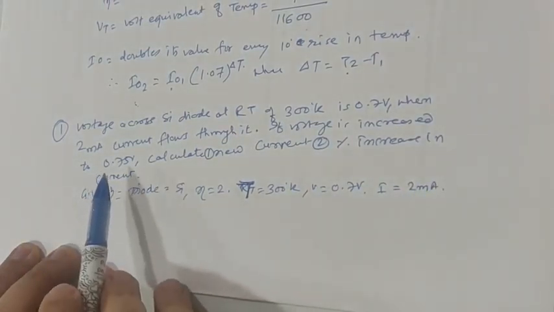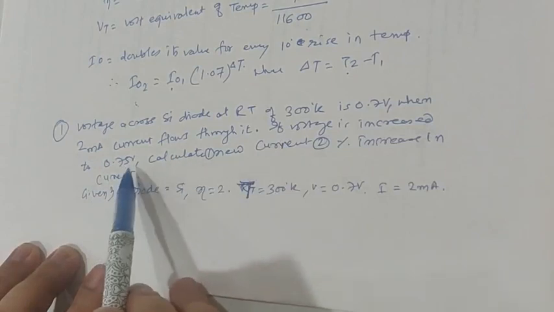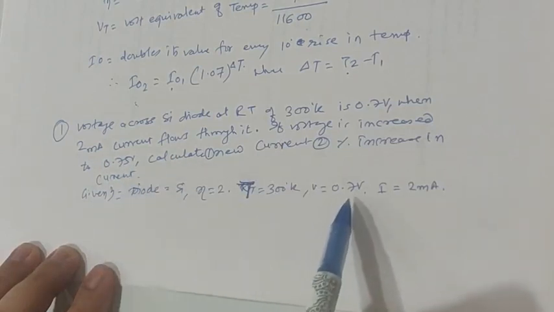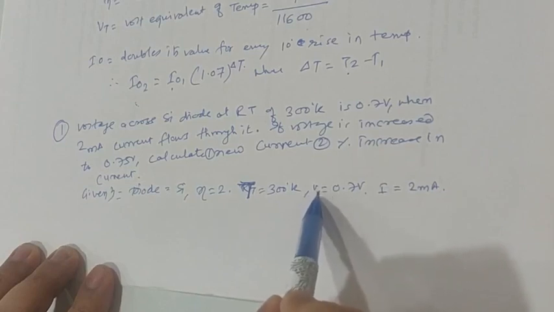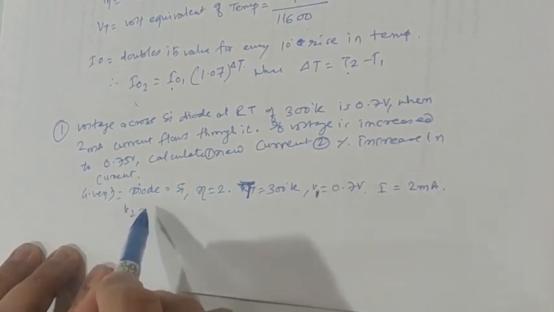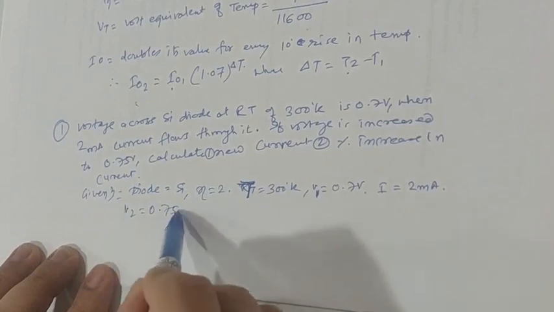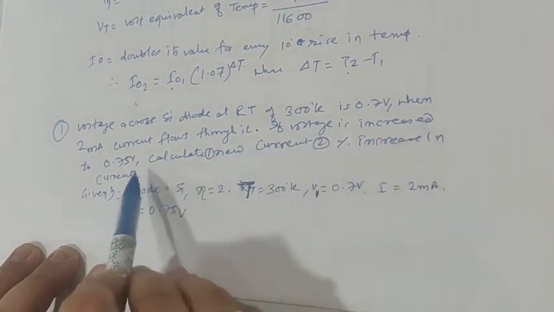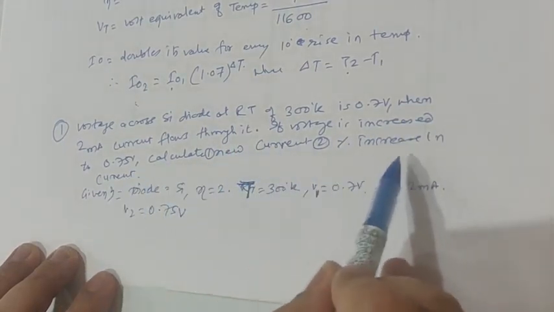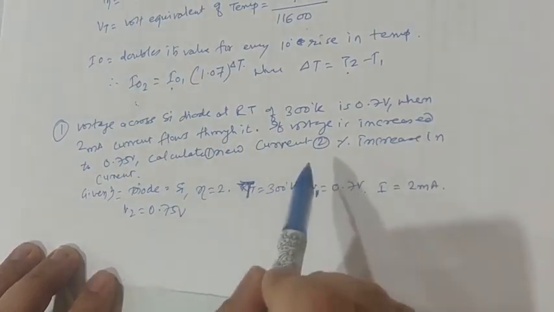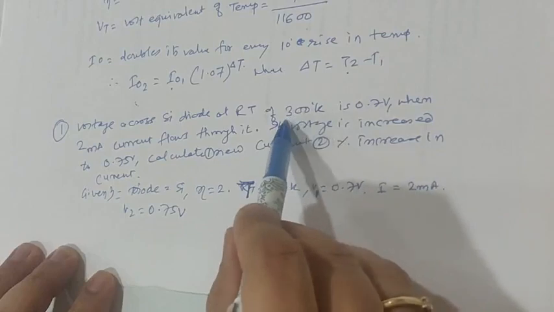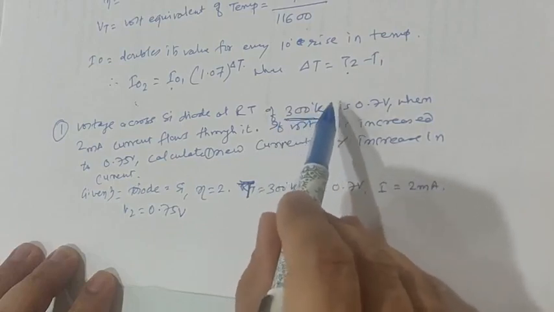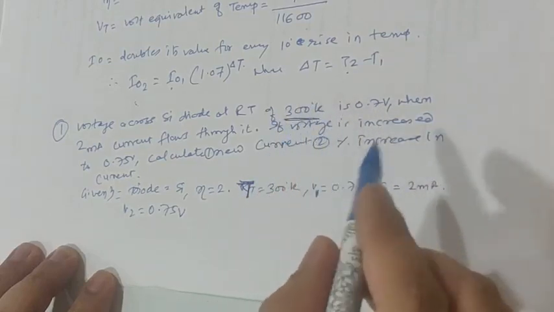Okay, now what has been asked, if the voltage is increased to 0.75, means the voltage applied was 0.7, now we are applying the voltage which is 0.75, so I will call it V1, and V2 is given to be 0.75 volts, and you need to calculate the new current and the percentage increase in the current. Of course the temperature is not changing because they have not mentioned anything in the numerical that temperature is changing.